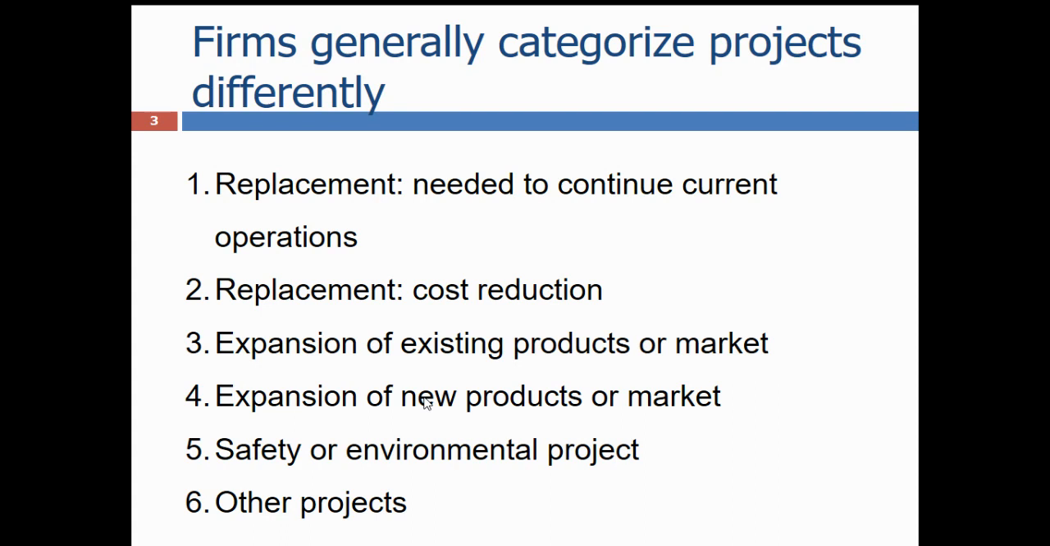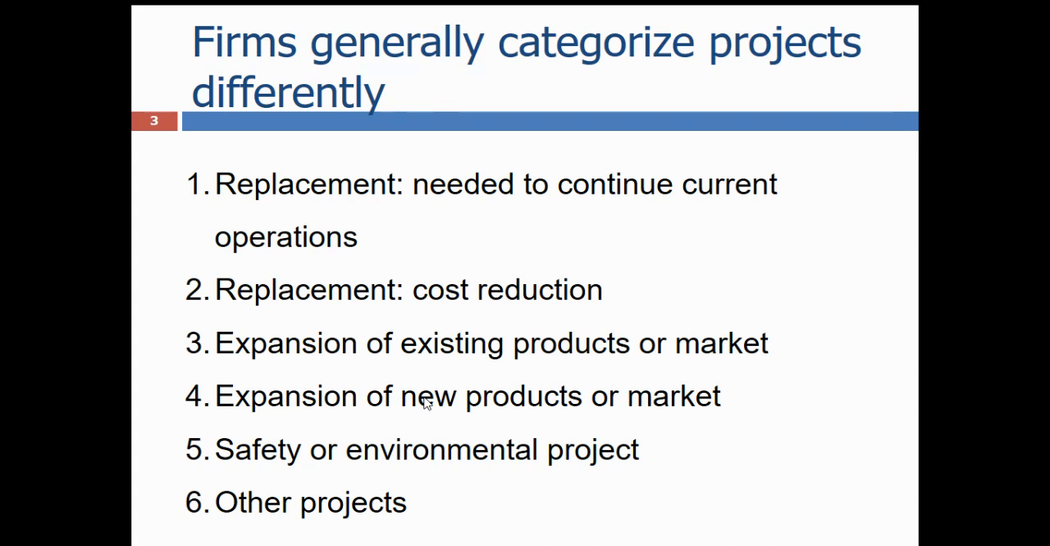The third reason is expansion of existing products or market. You want to increase your existing production, maybe by 50%. So you could expand your existing product. Let's say you are producing 50,000 units per month. Now you want to expand it, make it 75,000 units per month. So you might need to buy more machineries, more equipment, more assets in order to expand.